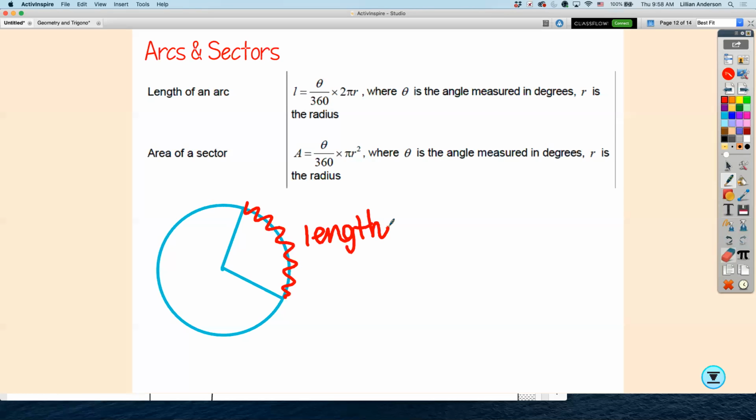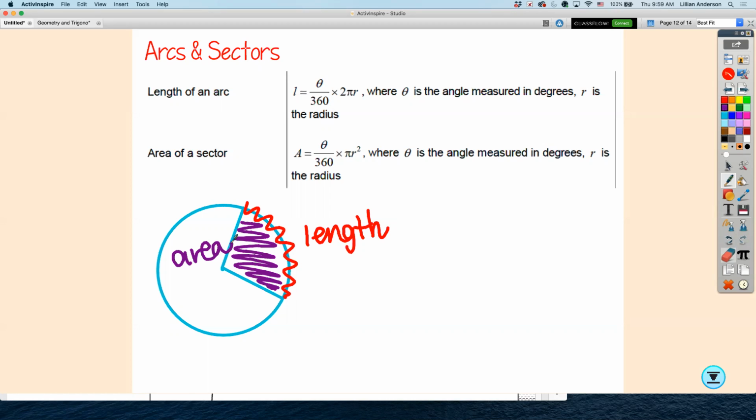But area is actually like the piece of, slice of pizza, okay? That's actually the area. So again, both of these formulas are in your reference booklet, pulled straight from there. Theta has to be in degrees. And of course, r is your radius.